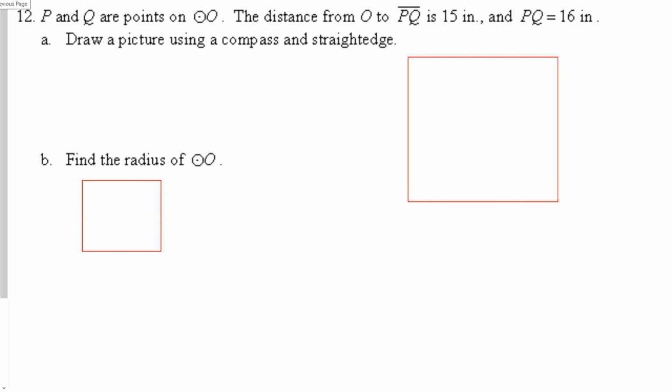For number 12, I'd like you to read the information that you're given and sketch yourself a picture. Yes, it would be nice if you use a compass and a straight edge so your circle is actually circular and your lines are actually straight. If you don't have those with you, it's not the end of the world to sketch it freehand. But see if you can sketch this picture based on the information that you're given.